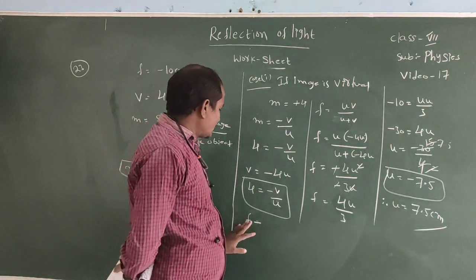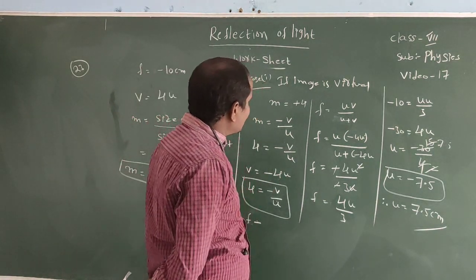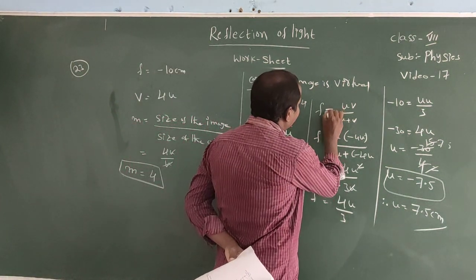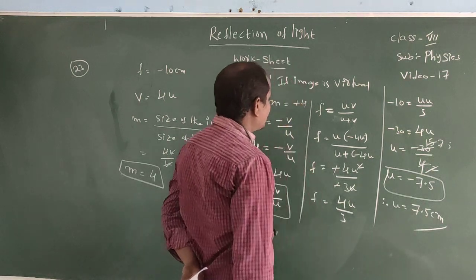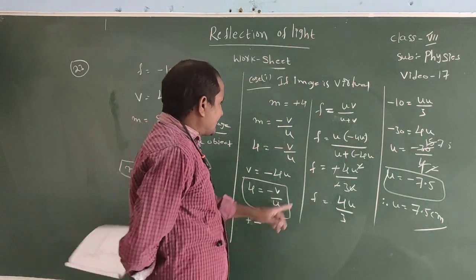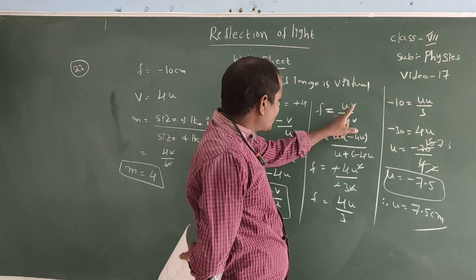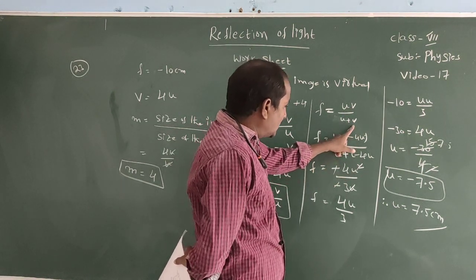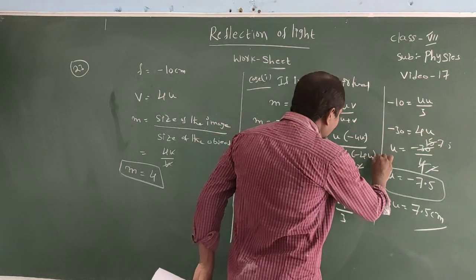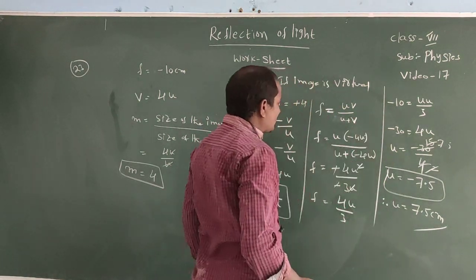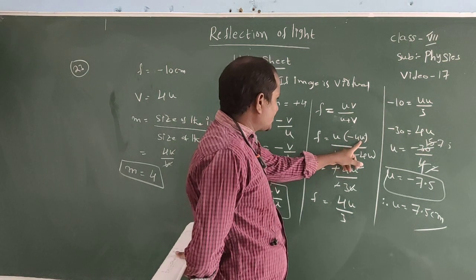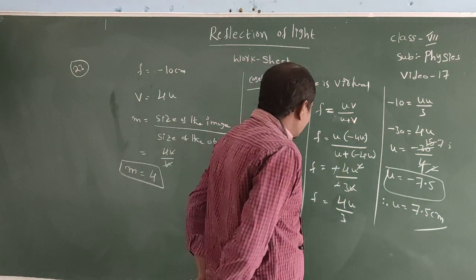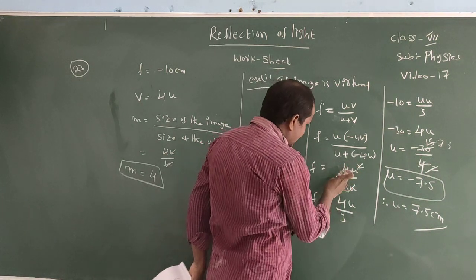Okay, now we know that the relation between u, f and v, we can write f equal to uv by u plus v. Now f equal to u into v, minus 4u by u plus v equal to minus 4u. So u into u square minus. Okay, next up it is minus.